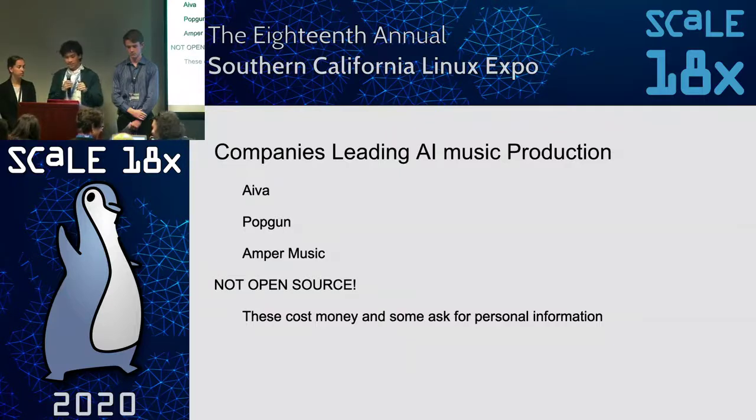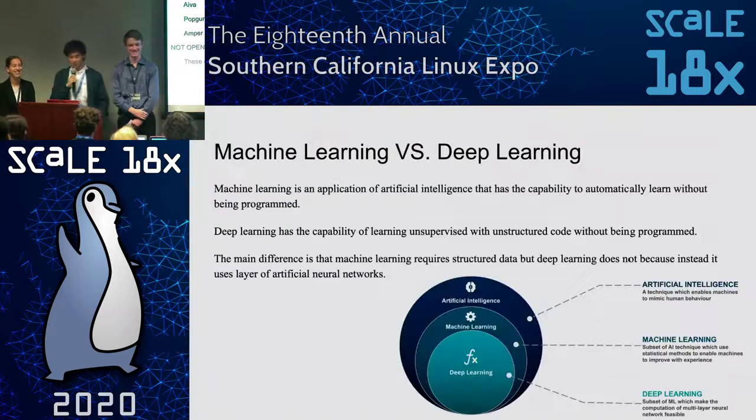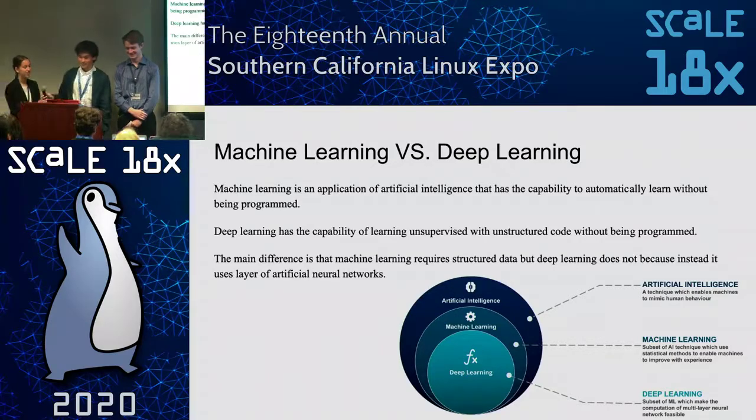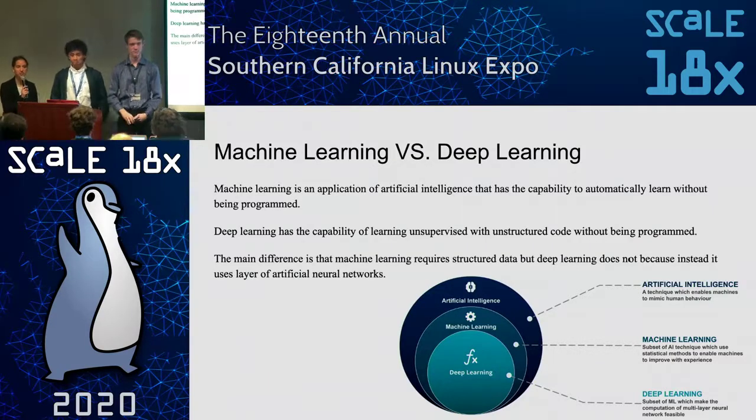But all these are not open source. We don't like that, because this is a Linux Scale 18X conference. Right? We're all about open source. We like open source here, right? Open source. So machine learning versus deep learning.